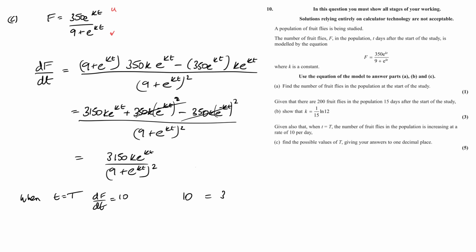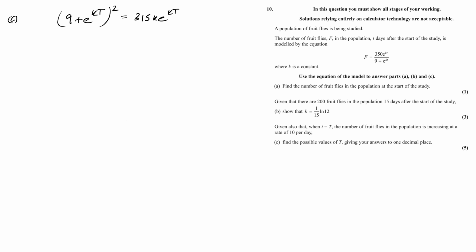10 equals 3150 k e to the k capital T over (9 plus e to the k capital T) squared. Now what I can do from here is multiply up by this one and divide by the 10. So that's going to give me (9 plus e to the kT) squared equals 315 k e to the kT. Bear with me, I'll just make a little bit of room.